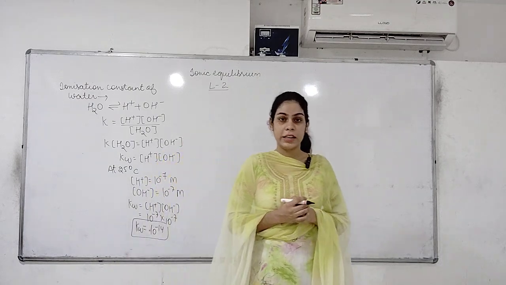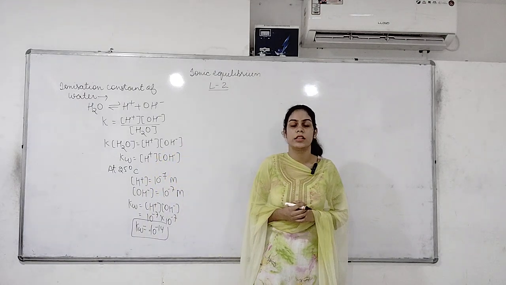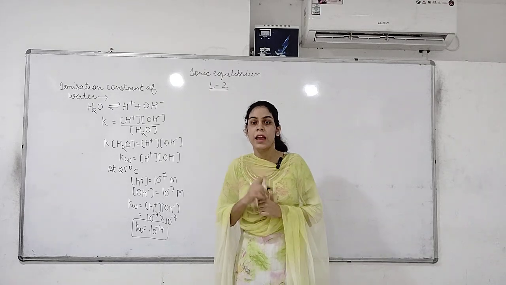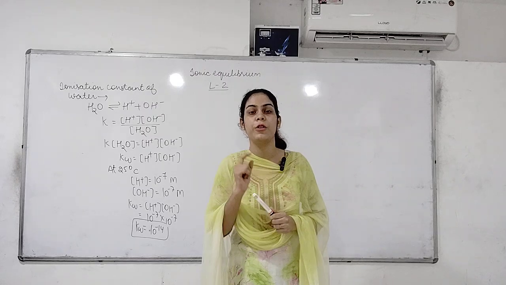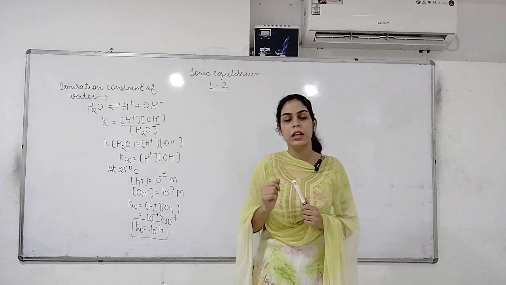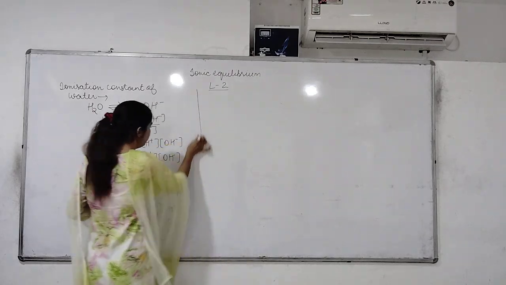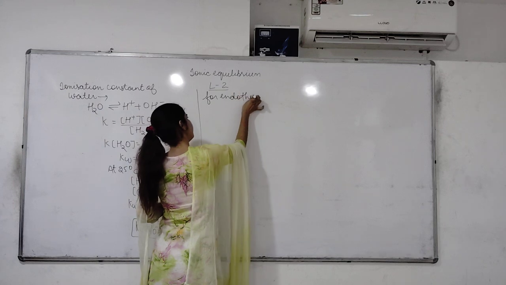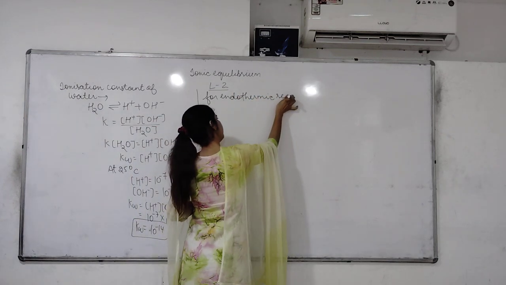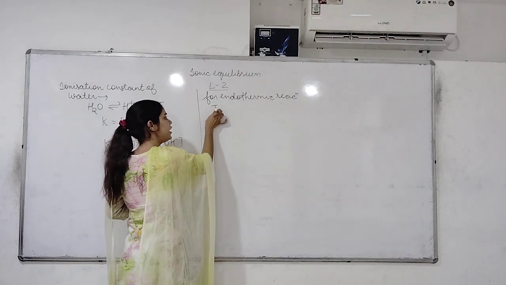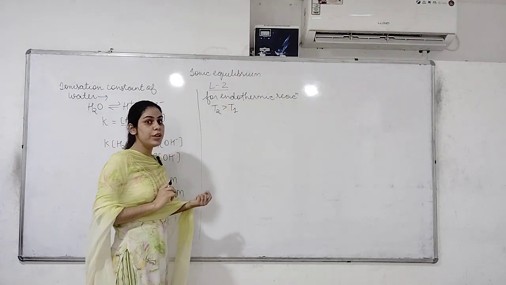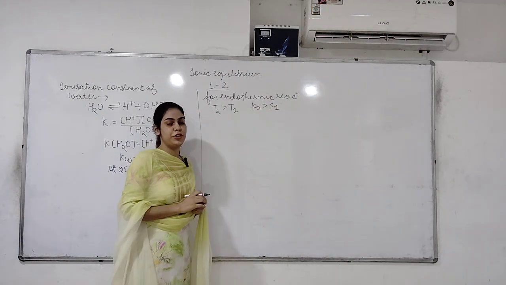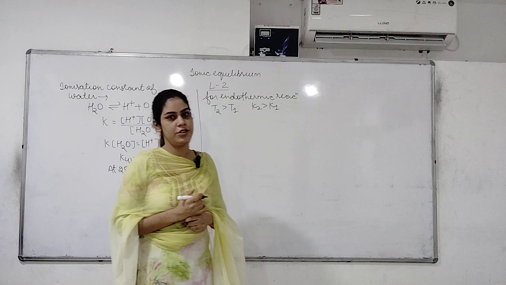Now, as the temperature increases, the value of the ionization constant also increases. Since the ionization constant is also a type of equilibrium constant, as you all know, in endothermic reactions, if we increase the temperature, the value of the equilibrium constant increases. For endothermic reactions, if T2 is greater than T1, temperature 2 is greater than temperature 1, then K2 will be greater than K1. The equilibrium constant at temperature 2 will be greater than the equilibrium constant at temperature 1.